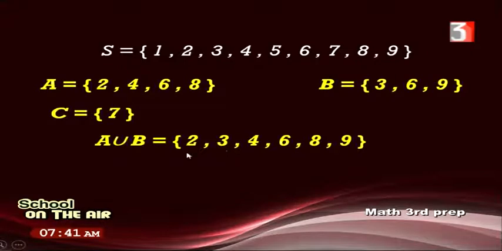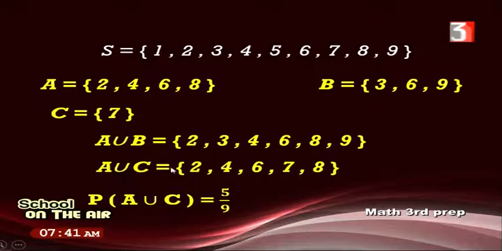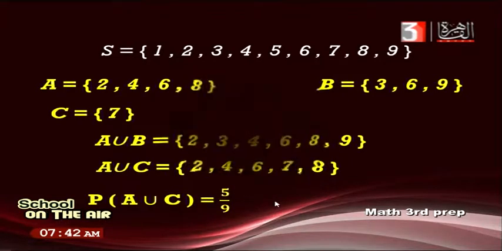A union B equals {2, 3, 4, 6, 8, 9}. And also A union C equals {2, 4, 6, 8}, and we also write the element 7 as the event C. If we want to get A union C, the number of elements inside A union C equals 5 elements. Out of 9 in S, we get P of A union C equals 5 over 9.